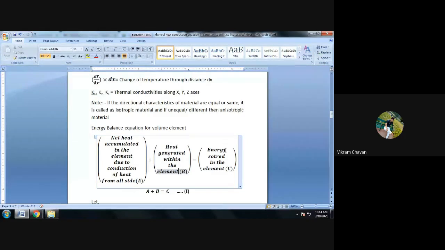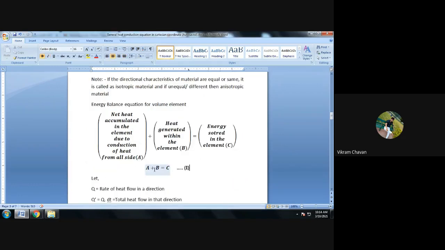Which will provide the energy stored in the element. That will be the C part: energy stored in the element. So the energy balance equation we can write as A plus B plus C.